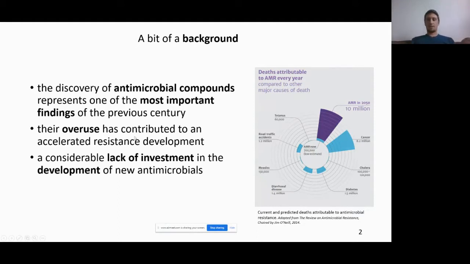Now, this public health crisis is exacerbated by the lack of investment in the development of new antimicrobials by pharmaceutical companies and has led to a shortage of effective antimicrobials to treat infections. According to some reviews, at least 700,000 deaths per year are associated with this resistance to antimicrobials, and unless action is taken, up to around 10 million deaths will be caused annually by the year 2050.